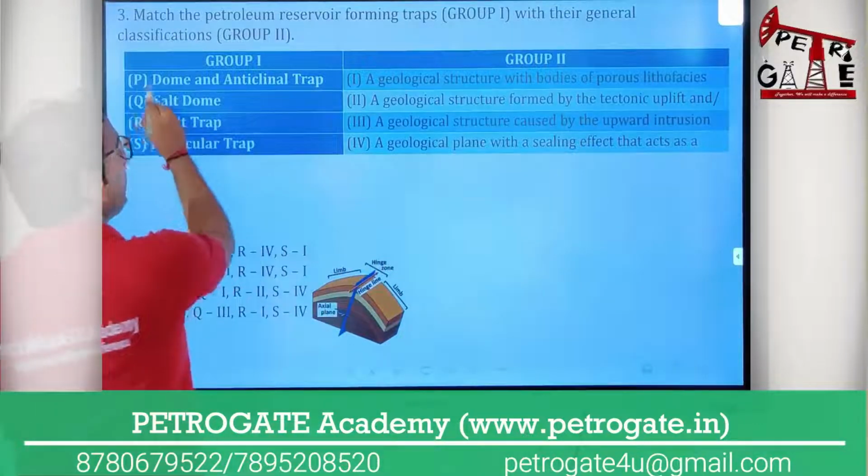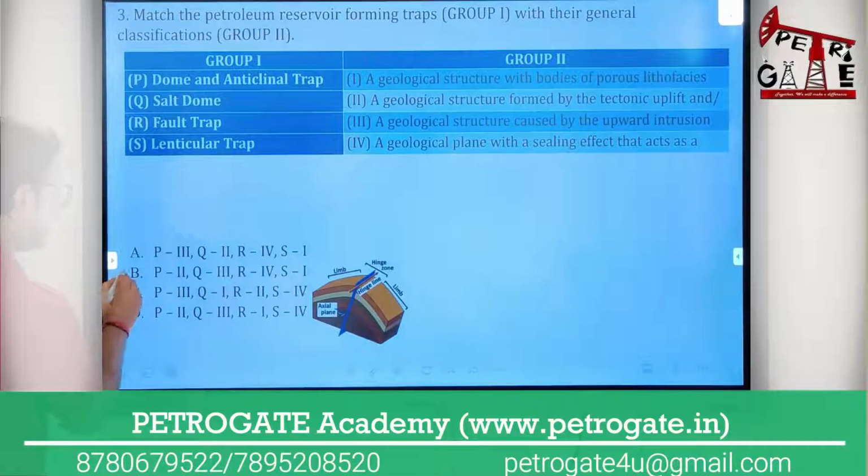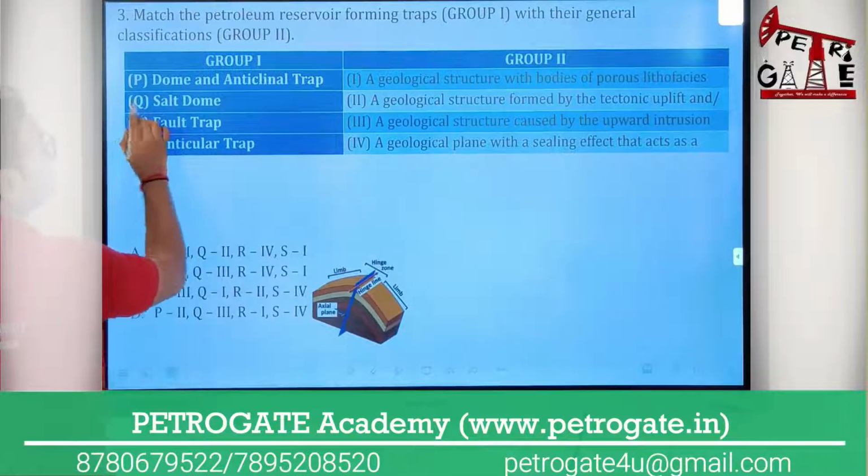So I think P goes to the second part. Okay, P goes to the second part. Either this is the right option, or this is the right option. Okay, no problem. The next point is salt dome.